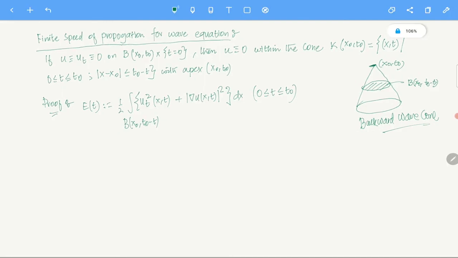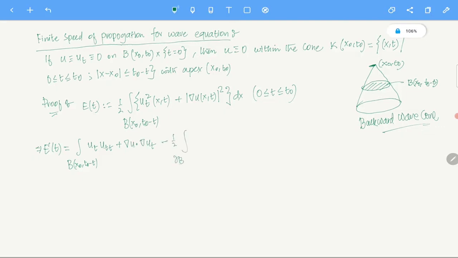What we want to do is calculate E prime of t. Let's calculate E prime of t. I'm just writing it down, not doing explicit calculation of every particular thing, but you can do it. So this is the integral of u_t u_tt plus gradient u dot gradient u_t, minus half the integral over the boundary of B.